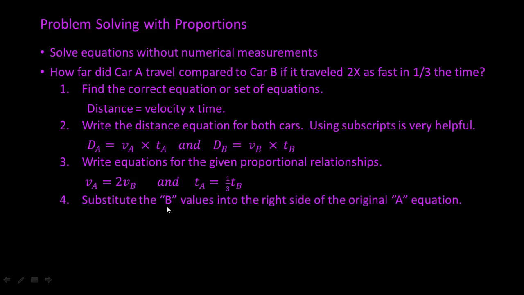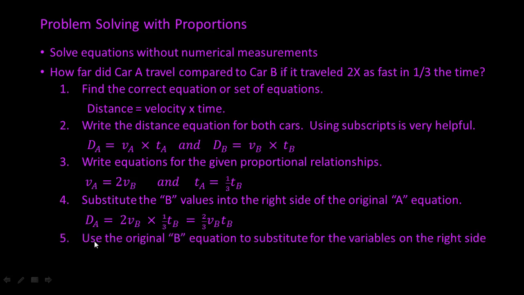Step 4, we want to substitute the B values into the right-hand side of the original A equation. So we're going to take these values and substitute them up here in the original distance equation for car A. And that leaves us with the distance car A travels is 2 times the velocity of B times 1/3 the time B was traveling. And that equals 2/3 times V sub B T sub B.